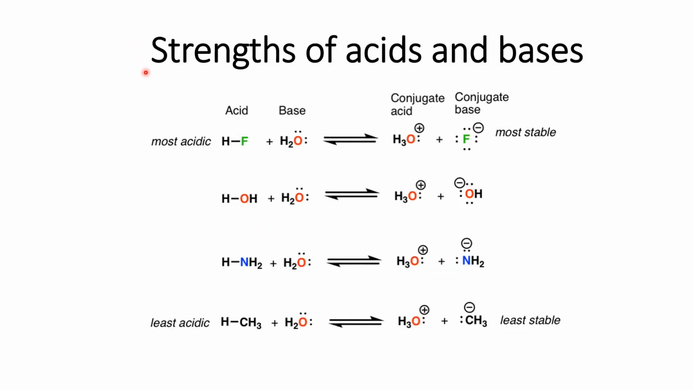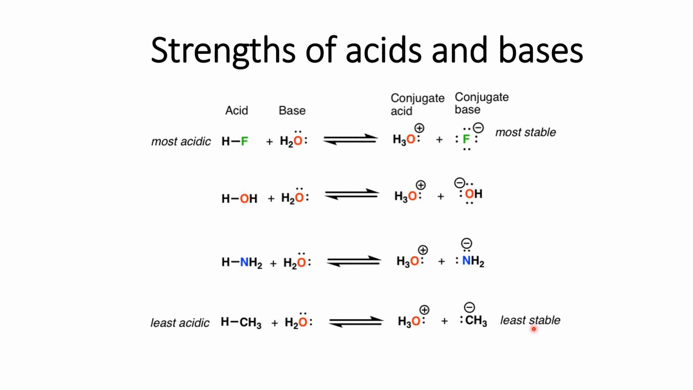Now this reaction with water can help you find the strength of acids and bases. When we talk about the acid HF, when it reacts with H2O, this HF will give up the H+ and it will be taken up by the water to form H3O+ and F-, and this F- anion will be more stable. It means that it can remain in that state for a longer time. When we take ammonia and react it with water, it will form H3O+ and NH2-. We have taken another acid, CH4. When this CH4 reacts with water, it forms H3O+ and CH3-.